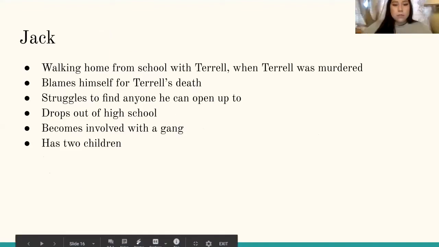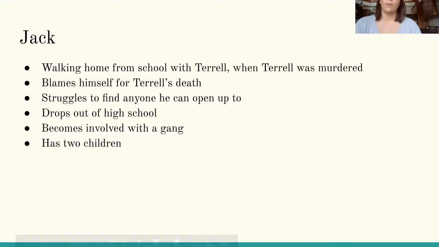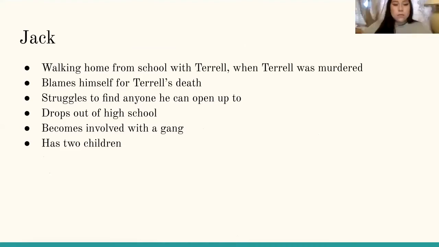So Jack was walking home with Terrell when he was murdered, and he really blames himself for Terrell's death because he was the one that was with him at that basketball game that resulted in a fight with a friend from school. And Jack was the one that was in the fight, and Terrell was just with him, kind of seen as an accomplice, I guess, by the guy that was upset with them. And so Jack just really blamed himself.